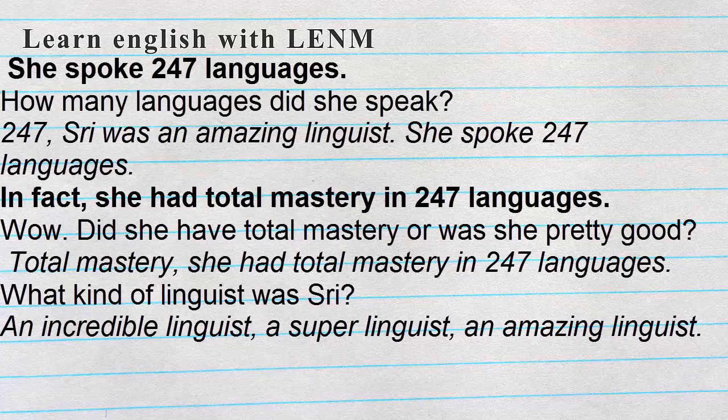She spoke 247 languages. In fact, she had total mastery in 247 languages. Wow. Did she have total mastery, or was she pretty good? Total mastery. She had total mastery in 247 languages. What kind of linguist was Shri? An incredible linguist, a super linguist, an amazing linguist.